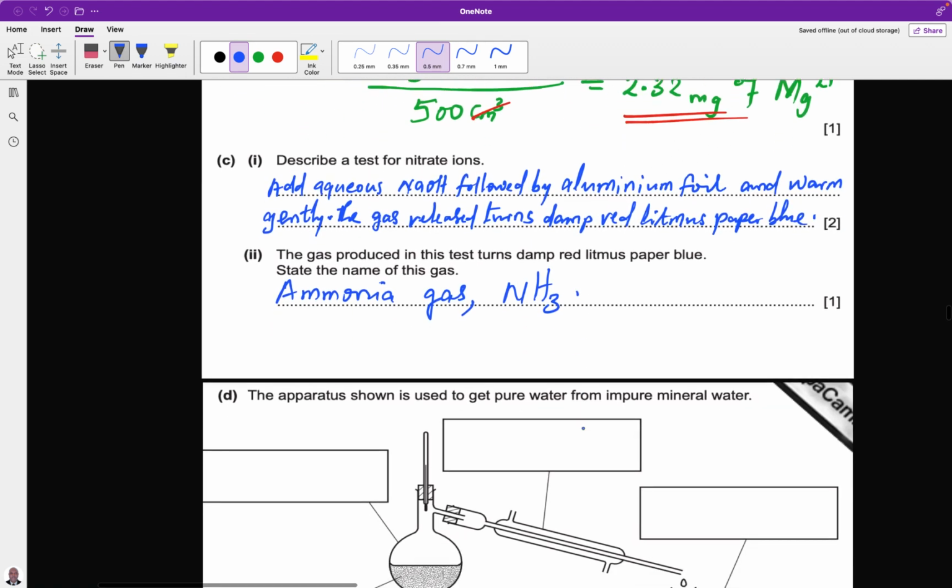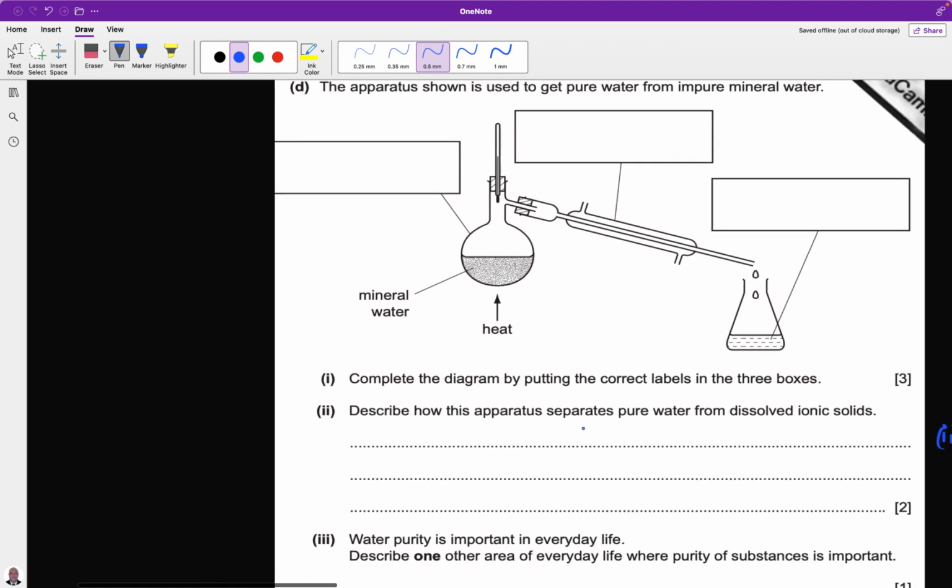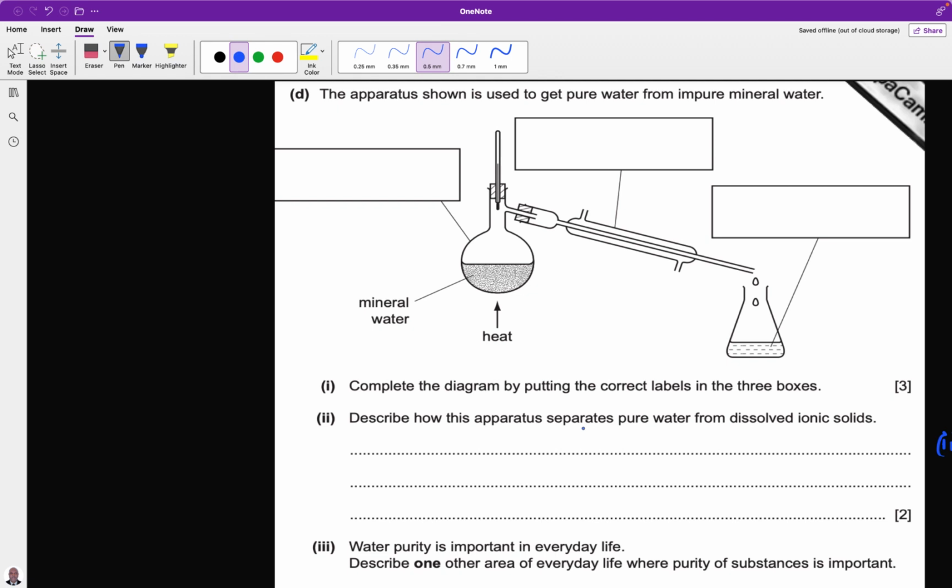Okay, the D section of it. The apparatus shown is used to get pure water from impure mineral water. Look at the apparatus as it has been displayed. You have the mineral water, heating, and you have 3 boxes. Now, complete the diagram by putting the correct labels in the 3 boxes.